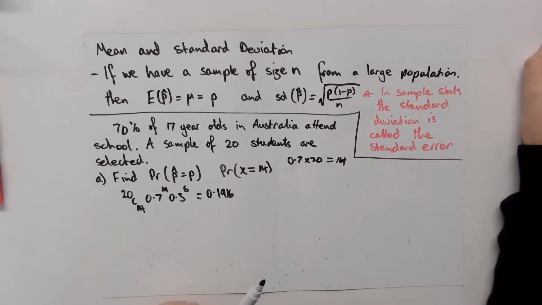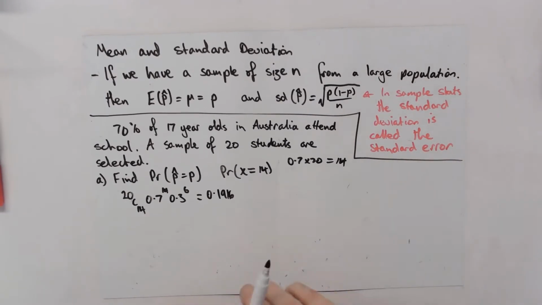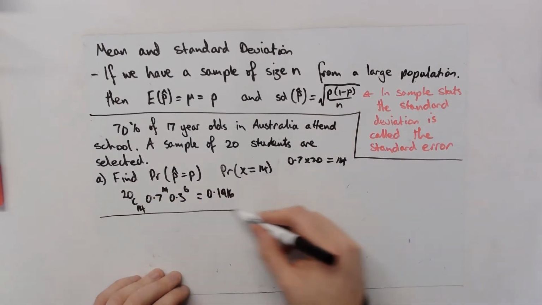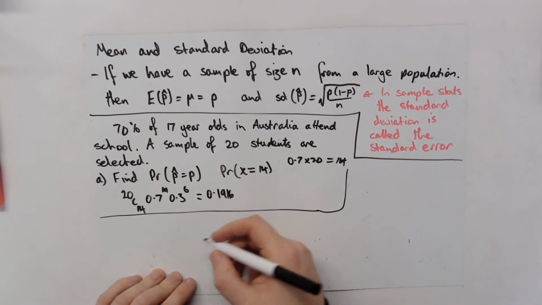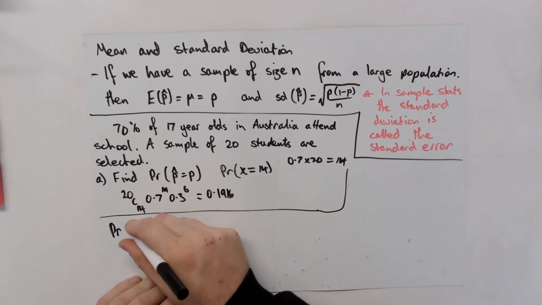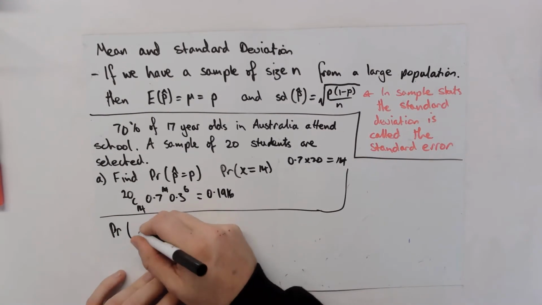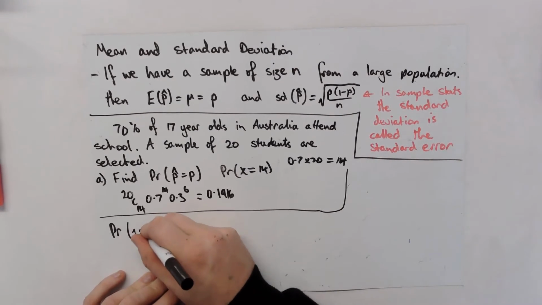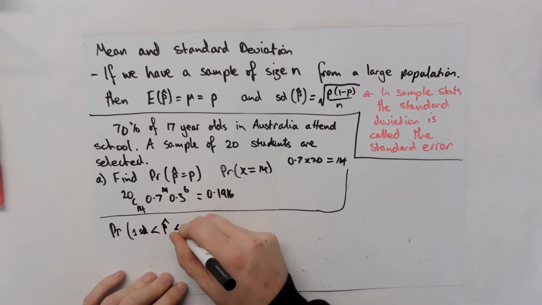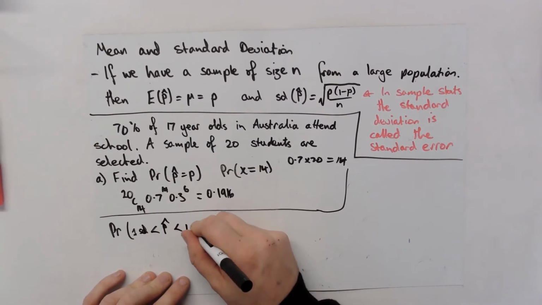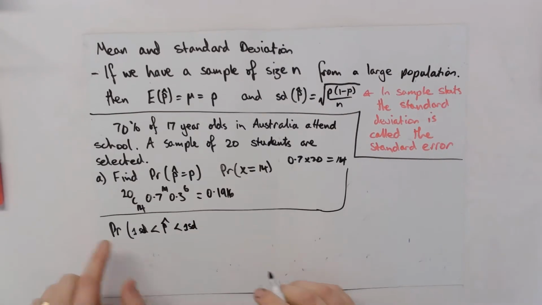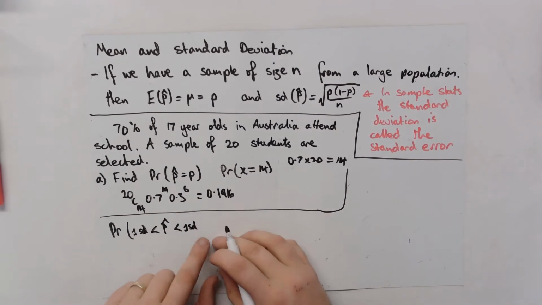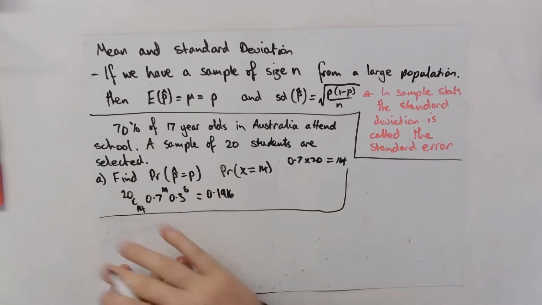The next one is we want the probability that the sample proportion lies within 1 standard deviation of the population proportion. So what we need to do is use this standard deviation formula. We want to find the probability that p hat is more than 1 standard deviation below and less than 1 standard deviation above, so within 1 standard deviation. We don't know what our standard deviation is yet, so we're going to work that out.